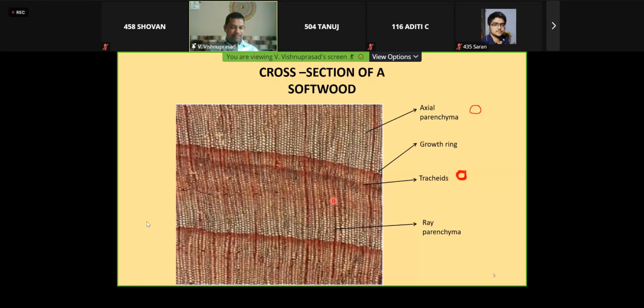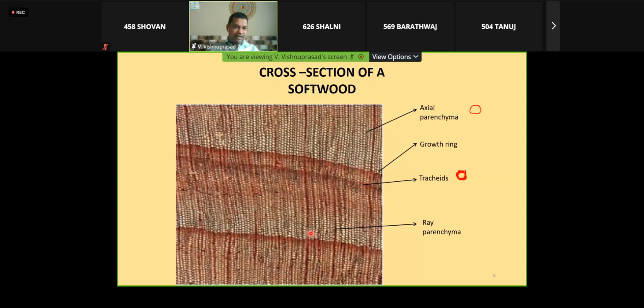So that's the ray parenchyma. Towards the growth ring part, you will see the tracheids. They are all interspersed together. Sometimes in some species, in a cross section, it is difficult to distinguish between axial parenchyma, ray parenchyma and tracheids, because in some cases the tracheids are even thin-walled. That's the reason we don't depend only on the cross section.